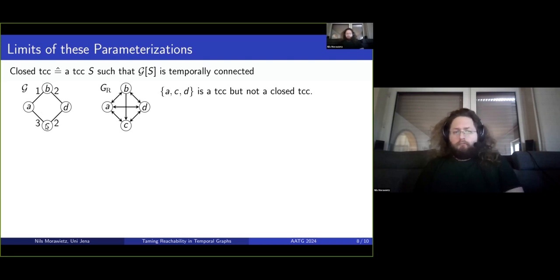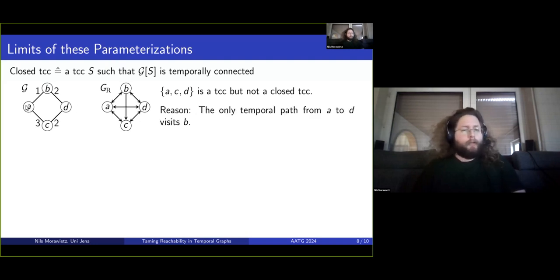So ACD is a temporally connected component, but it is not a closed temporally connected component, because the only way to get from A to D is to go over the vertex B. So if you want to have A and D together in the same closed temporally connected component, then we also have to include B. But if we include B, we cannot include C, because then these two are not bidirectionally connected. So we can't take A and D together in one component.